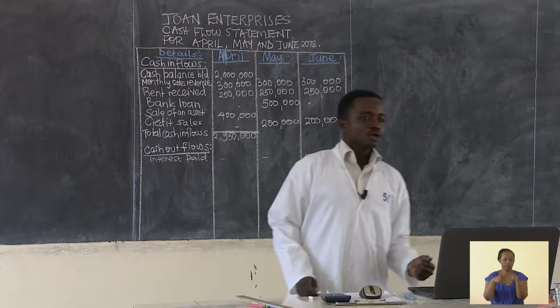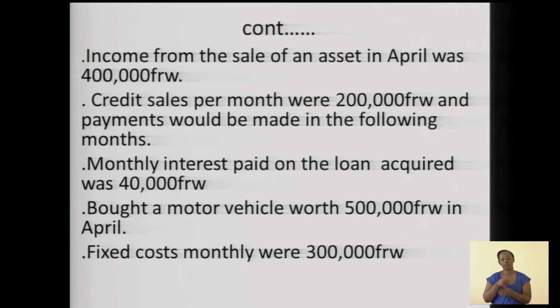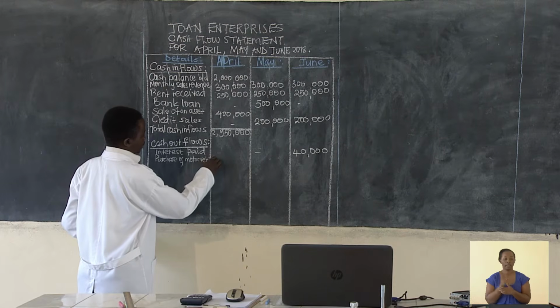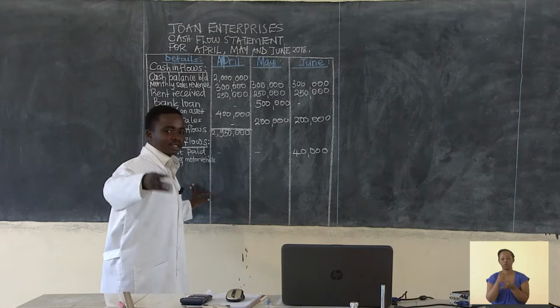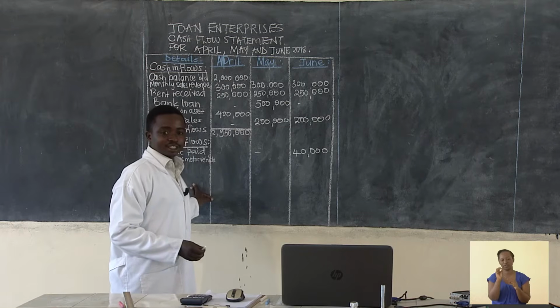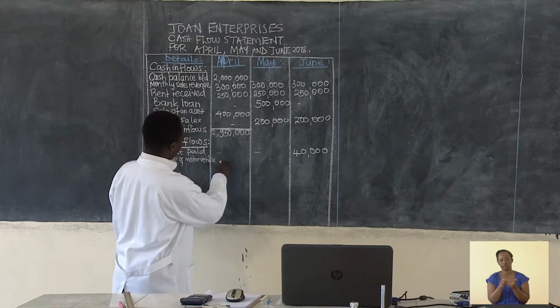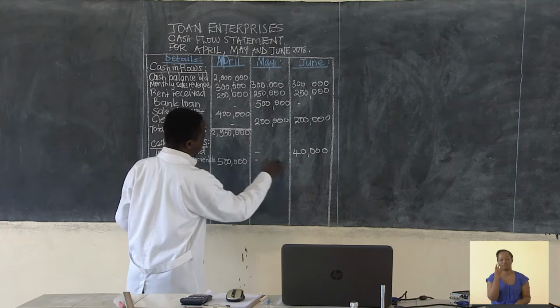Then we continue. We have bought a motor vehicle, purchase of a motor vehicle. Here, this is cash outflow. When you purchase, you have to pay out money. Money goes out. So purchase of a motor vehicle, 500,000, and they're saying it was bought in April. So you have to record it in the month of April. So here, nothing.